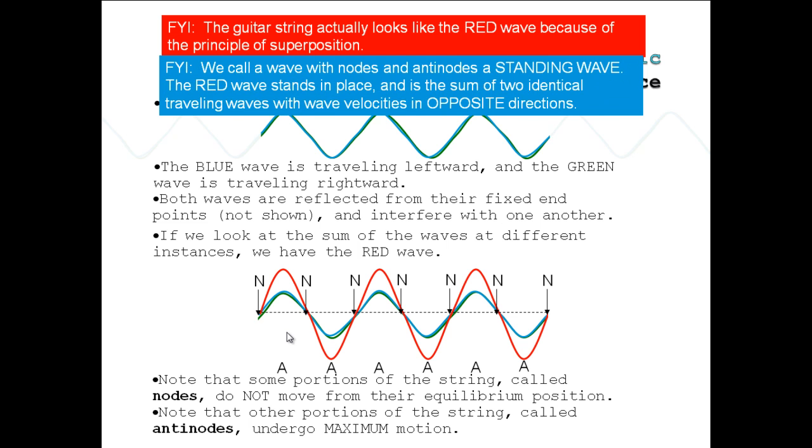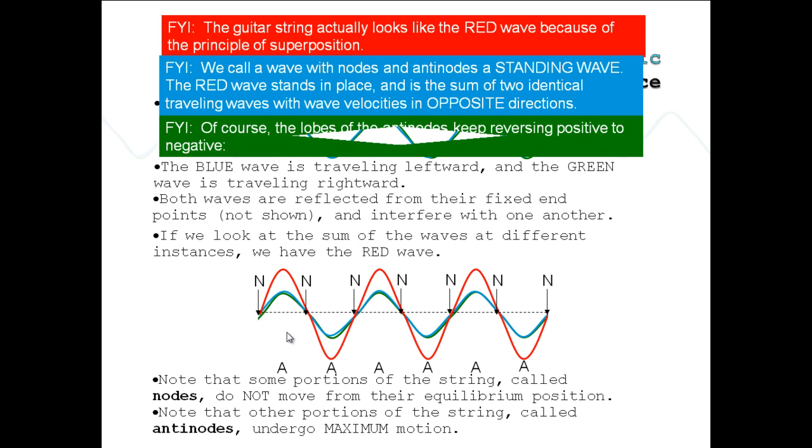So we call a wave with nodes and antinodes a standing wave. The red wave stands in place and is the sum of two identical traveling waves with wave velocities in opposite directions. So we only get standing waves when two waves are interfering with each other, one going to the left, one going to the right, and it can produce a superposition of waves that doesn't move.